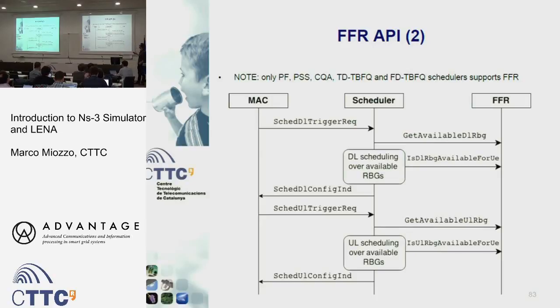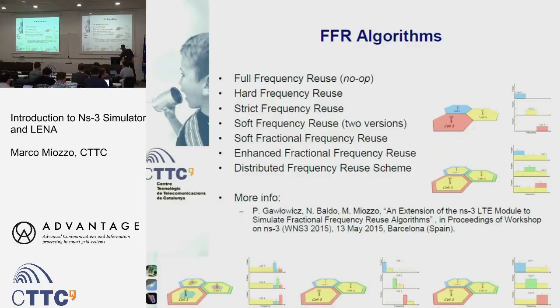As soon as you have new information, you have to generate new scheduling information. You have to know which resource blocks you can use, and according to this map, you have to check whether a user can transmit in a certain specific band. So you can have this frequency reuse in place, both in the uplink and downlink. There are different frequency reuse schemes implemented.